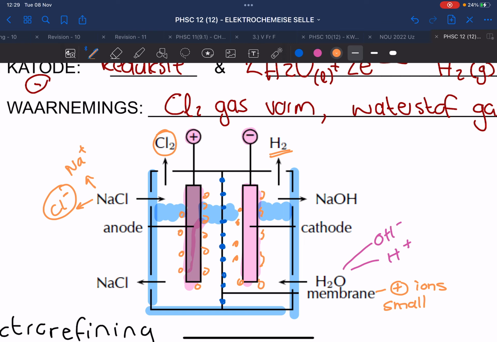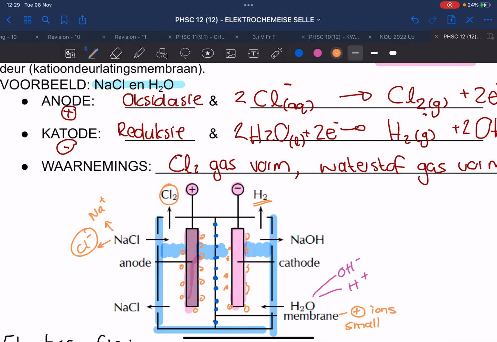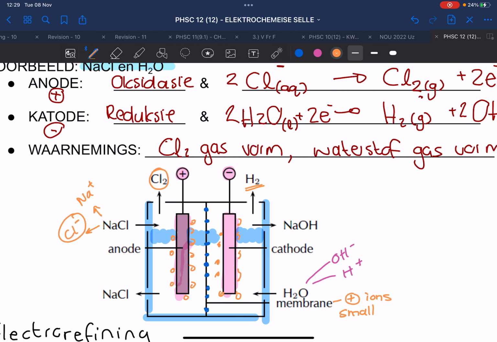Okay, so the first thing you need to remember for yourself: you can figure it out, but if you can remember it, in this sodium chloride cell, our aim is that two gases form, chlorine gas and hydrogen gas, and sodium hydroxide, a base salt. Those are the two gases that form.